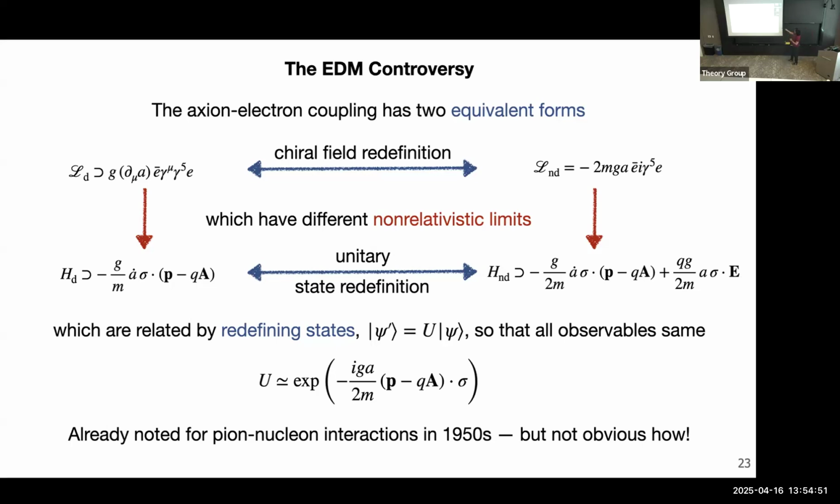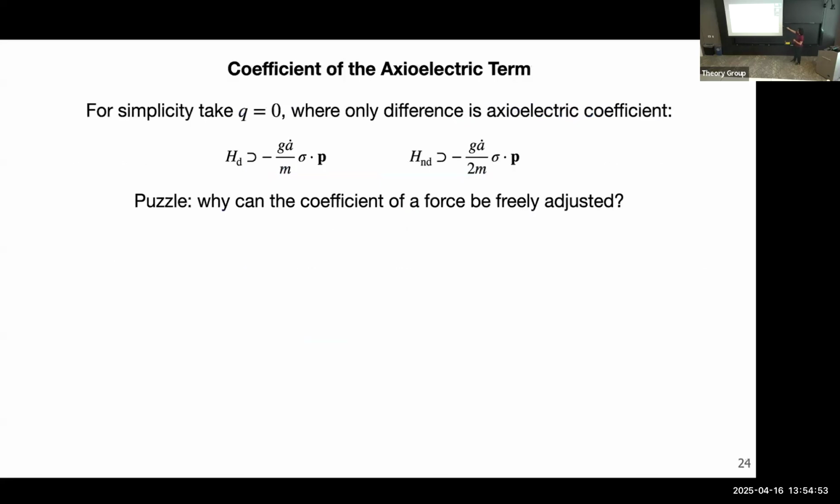First thing is, let's focus on this term, the axioelectric term. It's very weird that the coefficient of the term is different depending on how you set up the calculation. So for simplicity, let's just take the charge to 0, so this is the only thing that shows up.